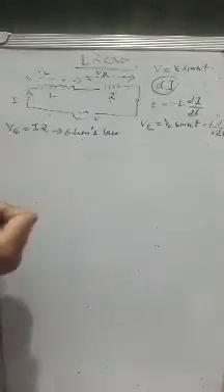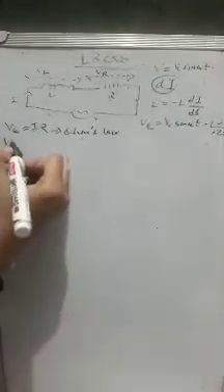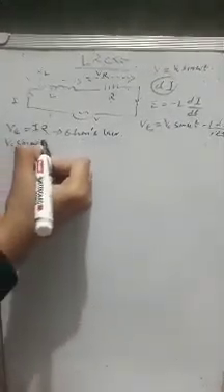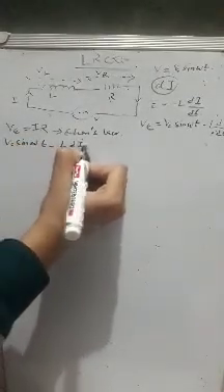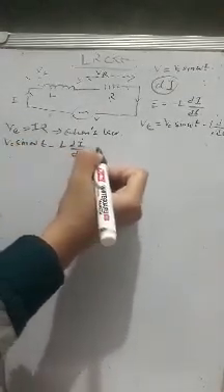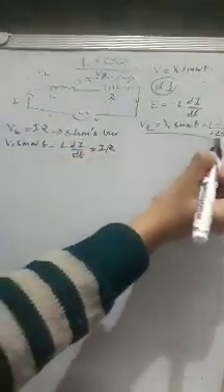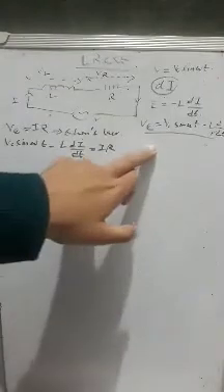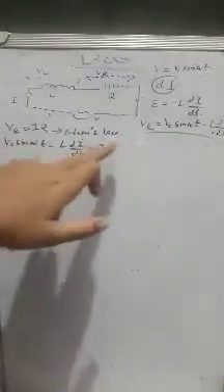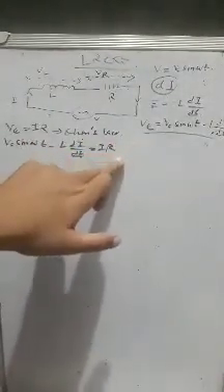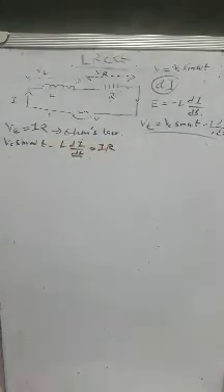So I can write V naught sine omega t minus L di by dt equals IR, because in the previous step I wrote that your VE is V naught sine omega t minus L di by dt. So I can just equate these two equations. In the last equation I have just equated the two values of VE. That's it.